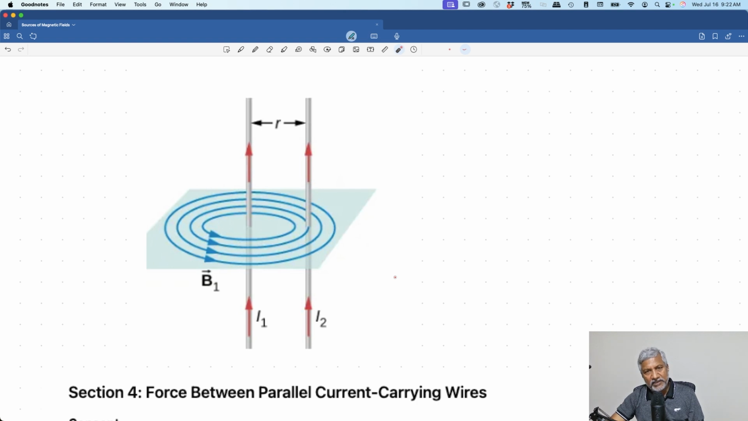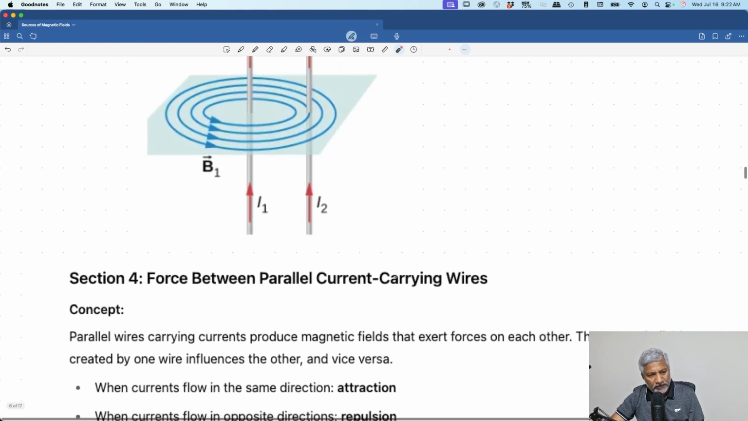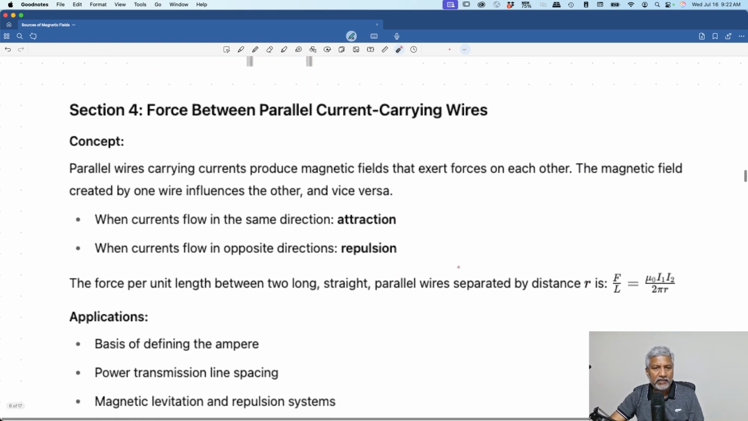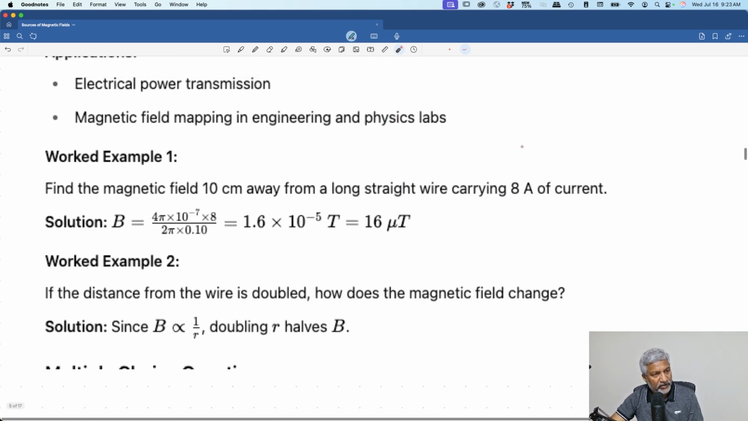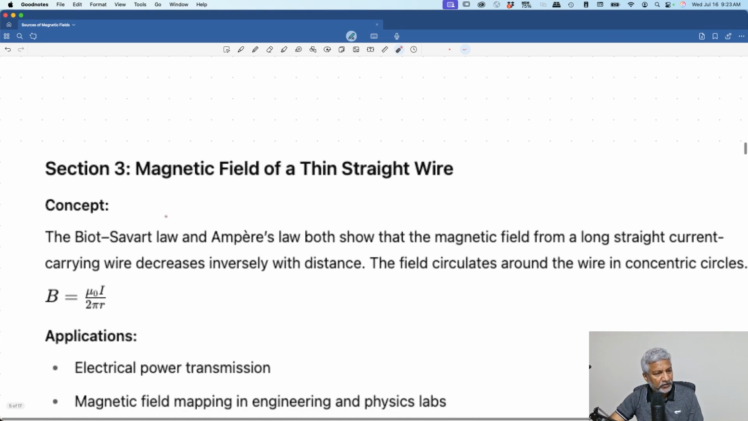So in this situation, we get a formula simply by using B times I times the length. So force is B times I times the length. And B is what? The magnetic field. And we already have the formula for that, right? B is the magnetic field due to that current through the conductor, and that's the formula.